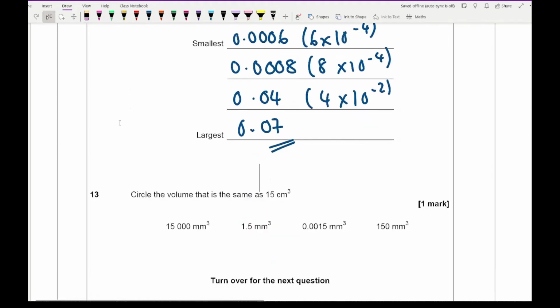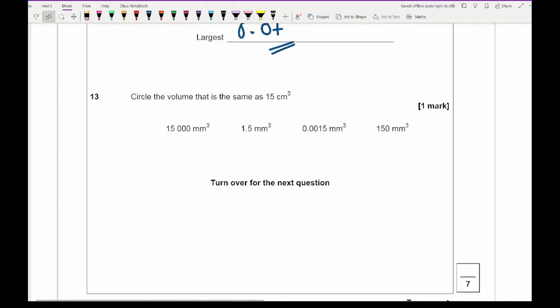And there we go. The next question, question 13, says circle the volume that is the same as 15 centimeters cubed, and you can see that all our options are in millimeters cubed.